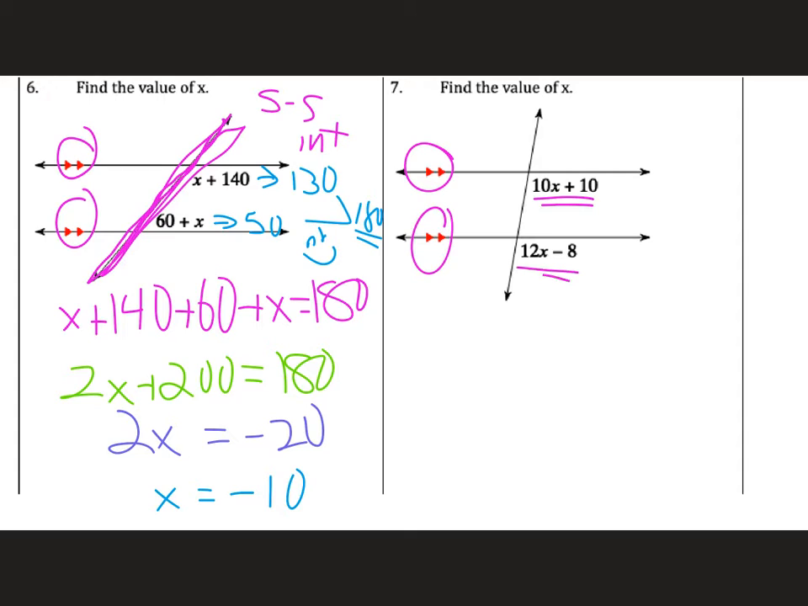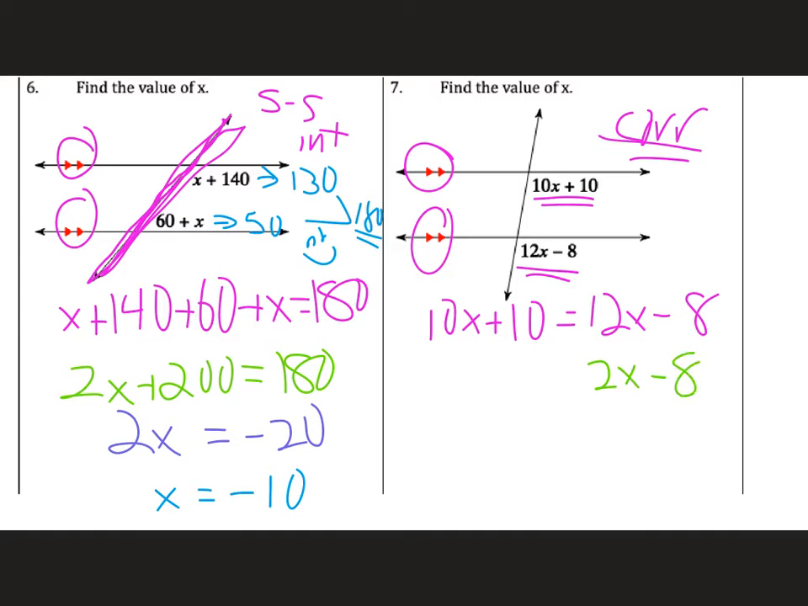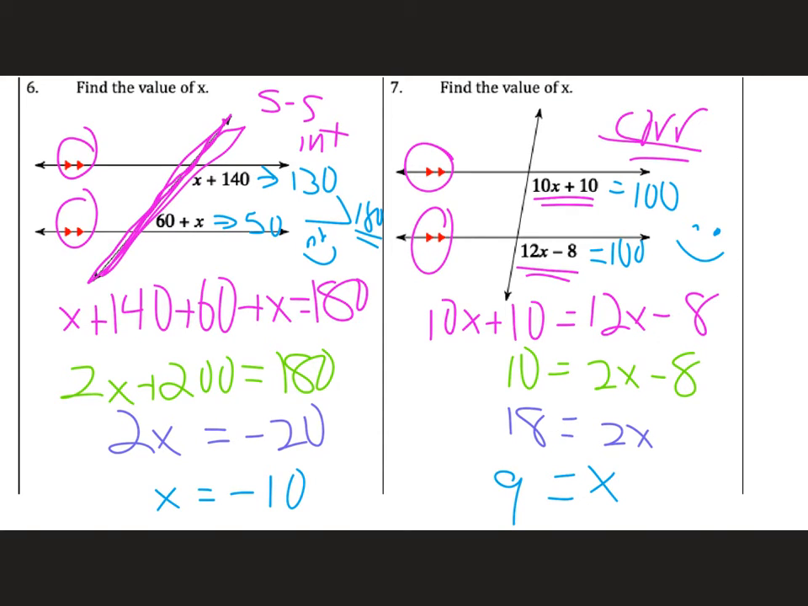10x plus 10 and 12x minus 8 are both on the bottom right, so these are corresponding angles. So those are congruent. 10x plus 10 equals 12x minus 8. Let us subtract 10x from both sides. Now let's add 8 to both sides. And then divide by 2, so x is 9. If you don't believe yourself, plug it back in. 9 times 10 is 90, plus 10 is 100. 9 times 12 is 108, minus 8 is 100. So it worked. Yay! Let's give ourselves a smiley face again.